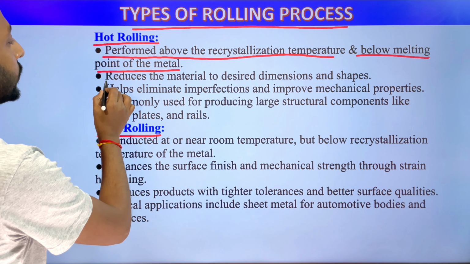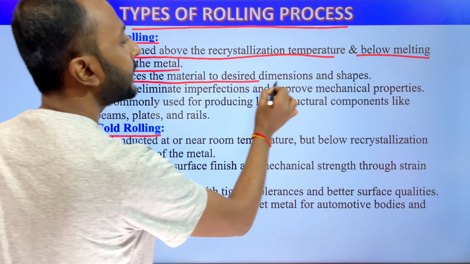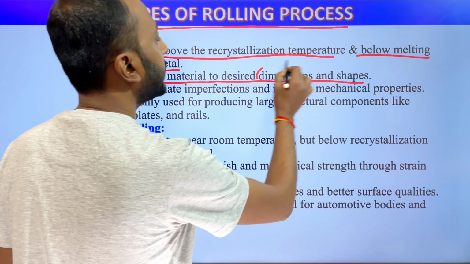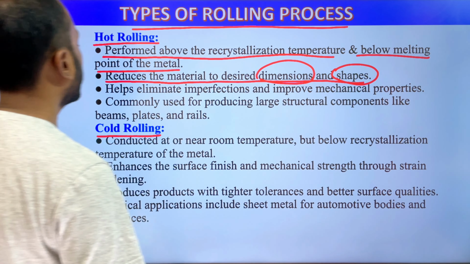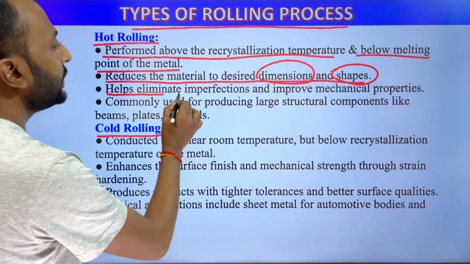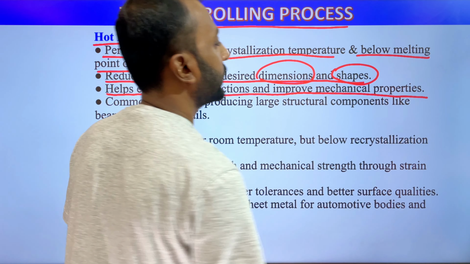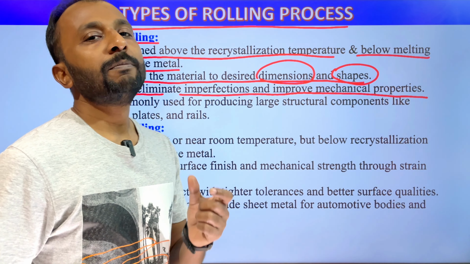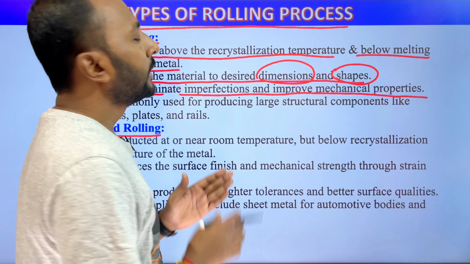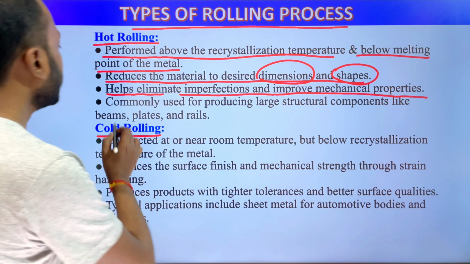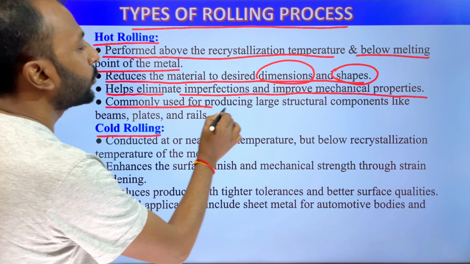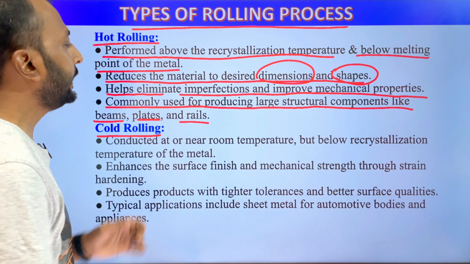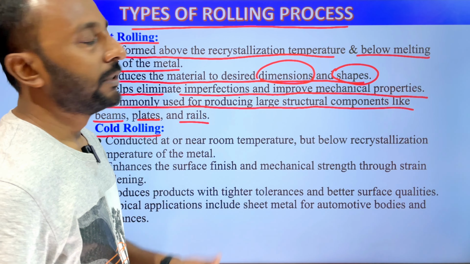In hot rolling, the hot rollers reduce the material to desired dimensions and shapes. This is the motto of the rolling process, to get desired dimensions and shapes of the final product. Hot rolling helps eliminate imperfections and improve mechanical properties, as in hot working. If imperfections are present in the product, it gets perfected. Hot rolling is commonly used for producing large structural components like beams, plates and rails. Only these types of products can be made in the rolling process.